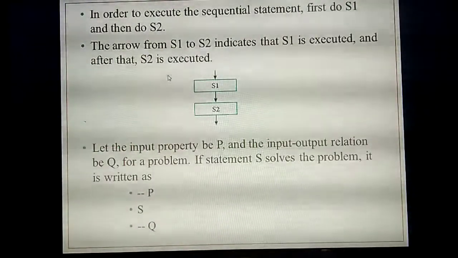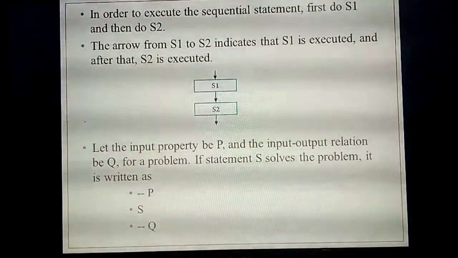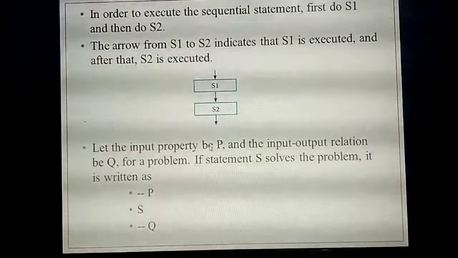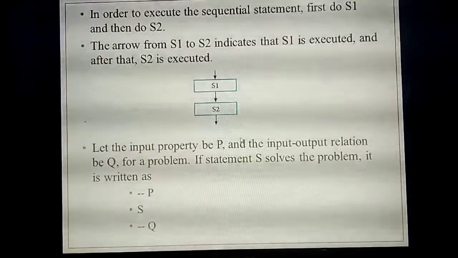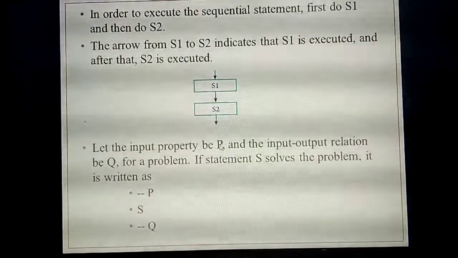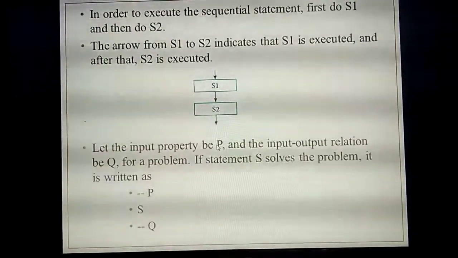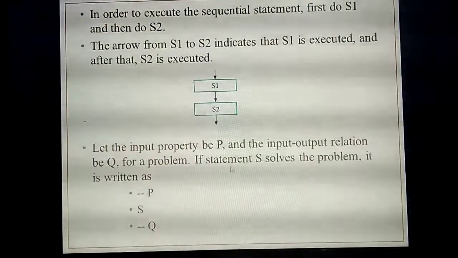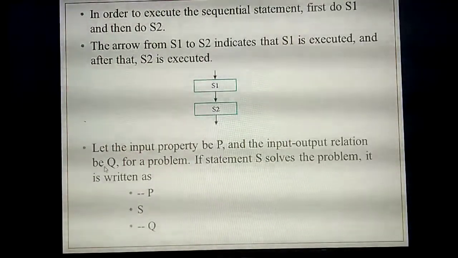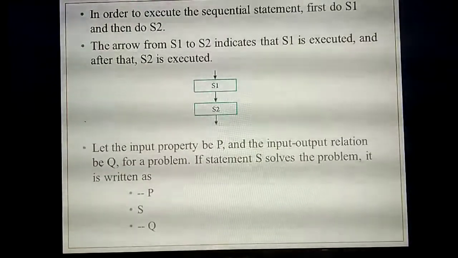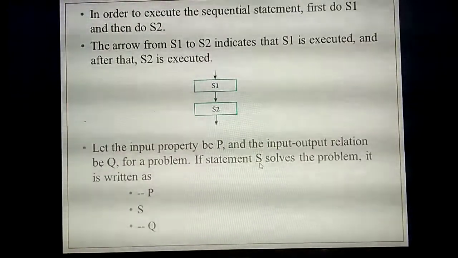Similarly, here also they will write the next step. First they are identifying the statements, then they are going to write the input property and input output relation. The input property they have given in the letter P. Next, the input output relation they have given in the letter Q. Then the statements they have given is S.